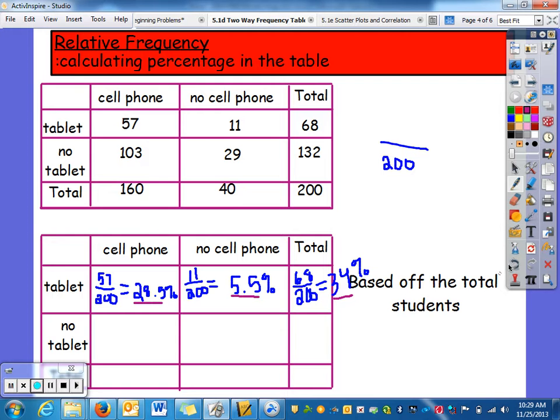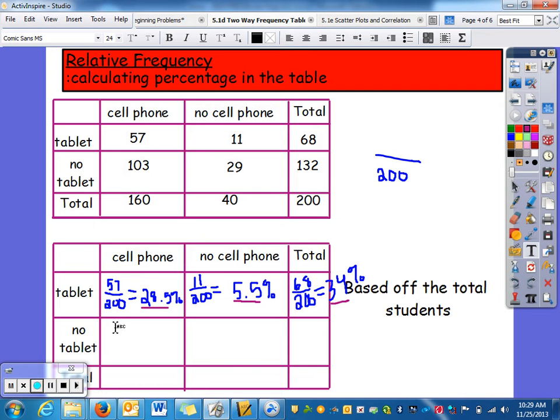Alright, so I want you to go through and stop the video and try to calculate these out, and then I'm going to just write in the answers here, so you can look at them and see if you're doing them right. Alright, so in this one we should have 51.5%.